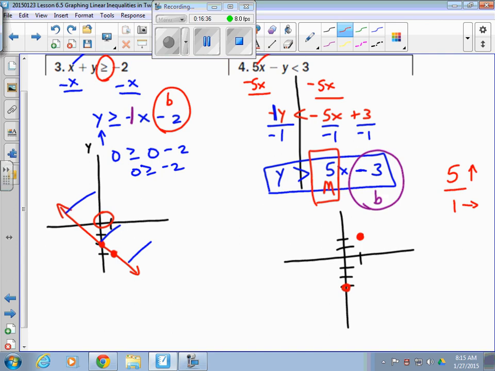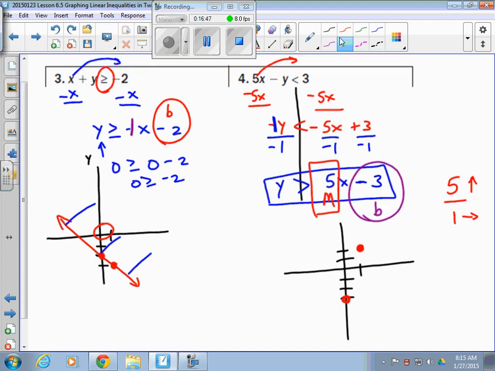Now you have 2 points. If it were just an equation, you'd draw a straight line through it and be done. You have to determine if you draw a straight line or a dashed line. Remember, this is what makes the difference, this right here. Does it say or equal to or not? No, it doesn't. Since it doesn't say or equal to, that means we're not counting the line, and we're going to draw a dashed line through those 2 points. It's still a straight line, but it's dashed. That means not to count it.